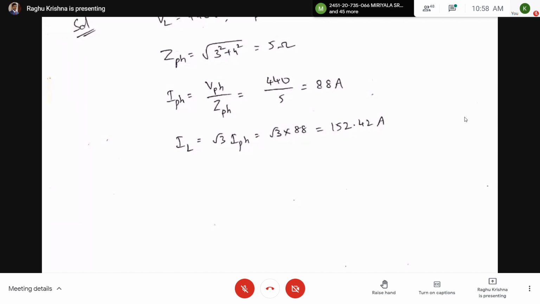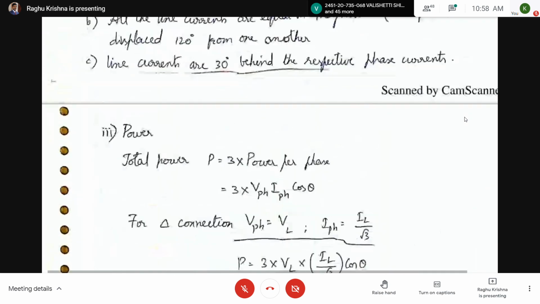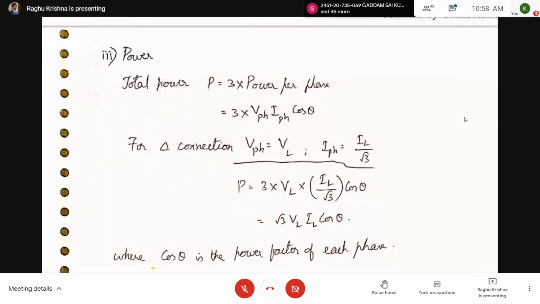No, 3 into V phase, I phase, cos theta. Power is equal to 3 into... Are you able to see it? So total power is equal to 3 into power in each phase. As it is a balanced load, the same current will be flowing and you have the same impedance. As the impedance is the same, the current will be the same, so power consumed by each phase will be the same.